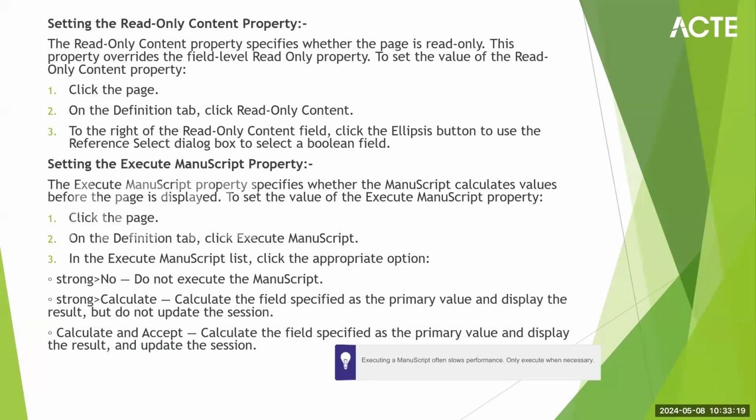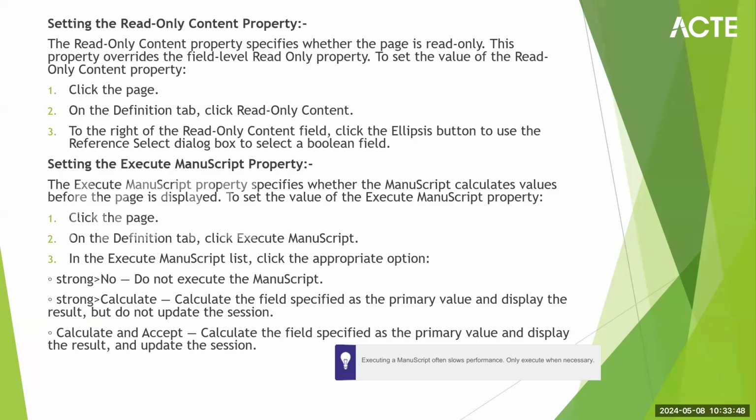Setting the read-only content property. If you want the content to be read-only in that particular page, then you need to give this property. Click on the page on the definition tab, click read-only content. To the right of the read-only content field, click the ellipsis button to use and select the particular condition which is already there in your current manuscript.